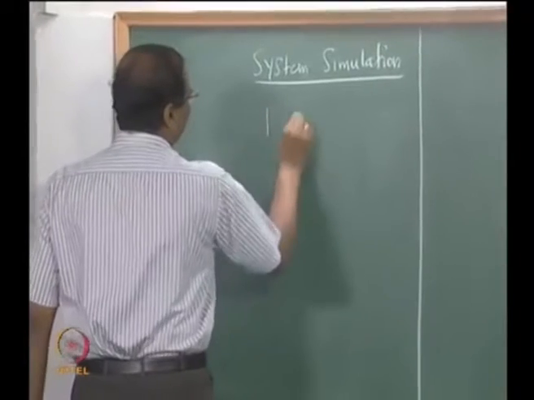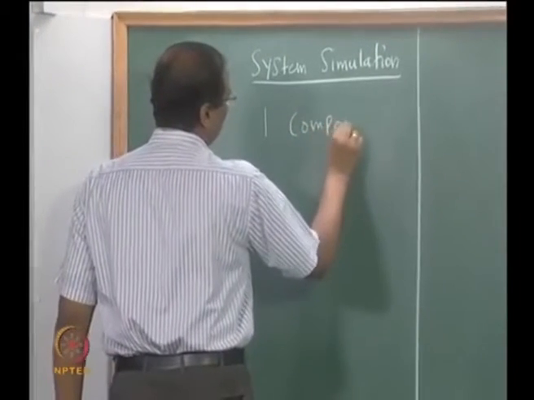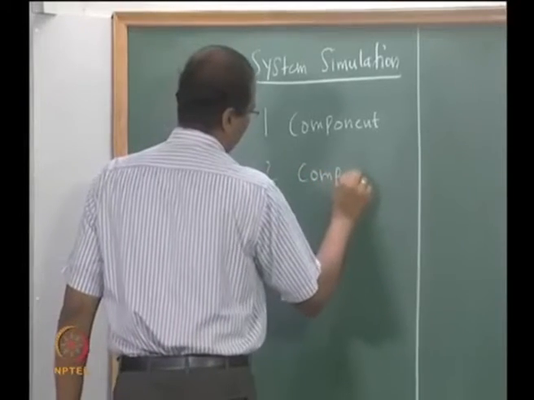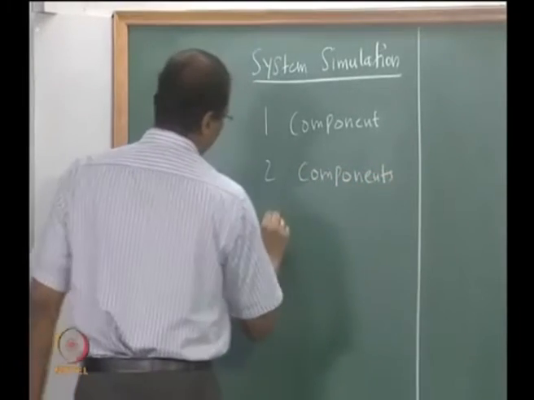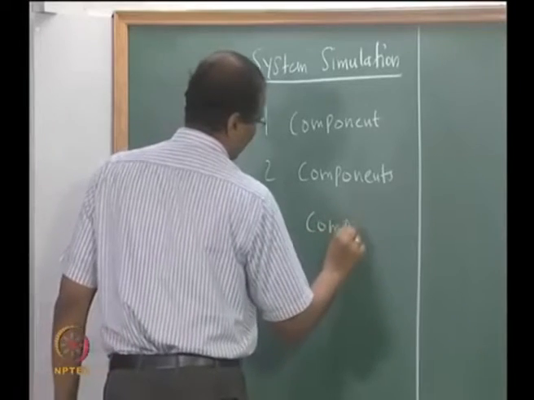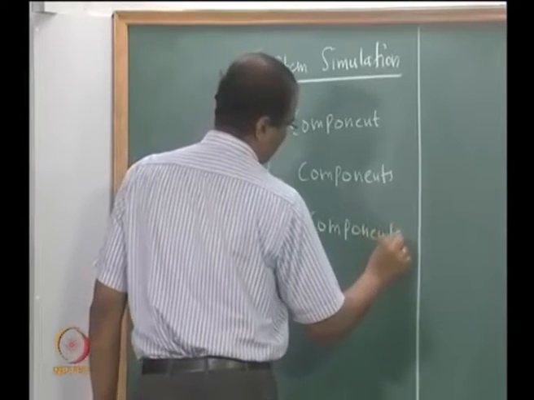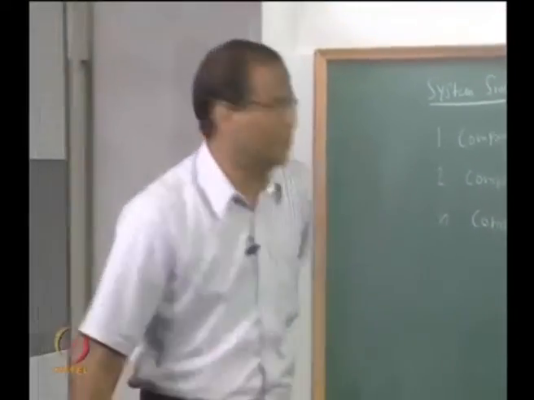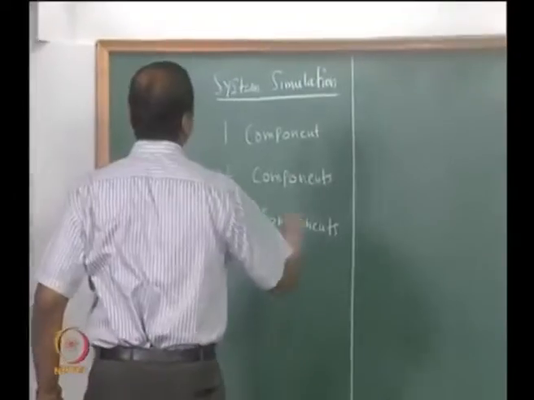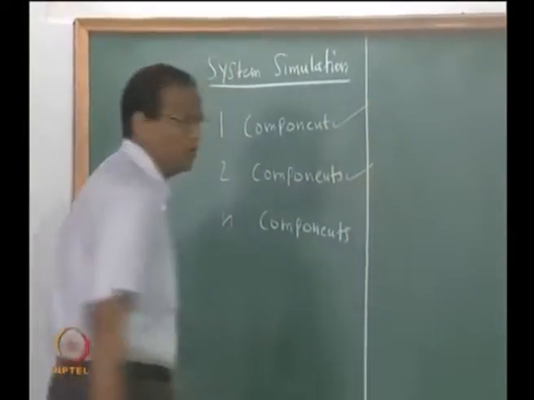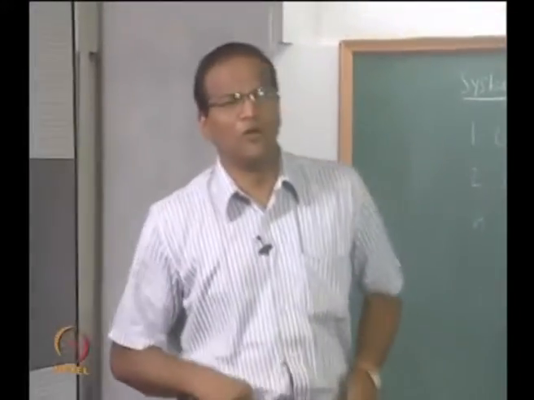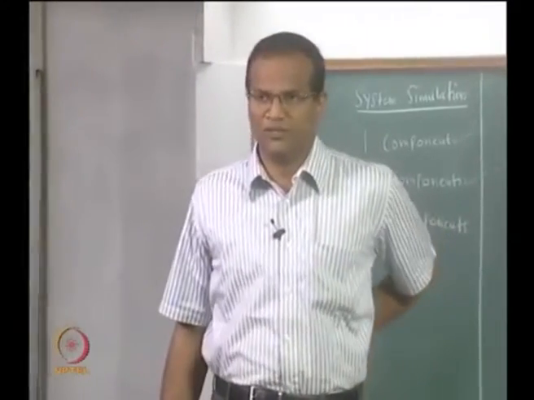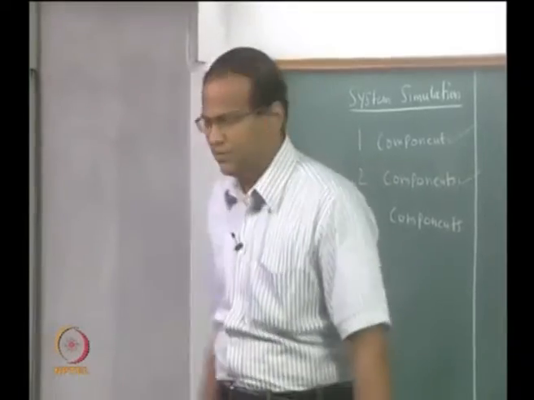So basically, one component. You can have a one component system, which is pretty straightforward, then a two component system, then an n component system. For the purposes of this course we will deal with only one component and two component systems. It will be very difficult for you to solve a system consisting of more than two components. Okay.